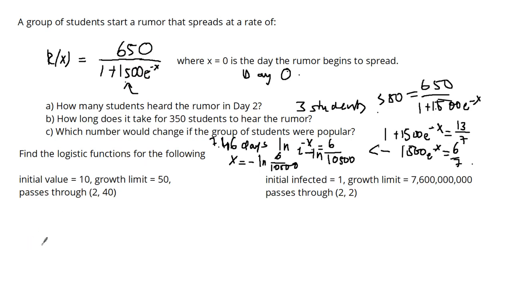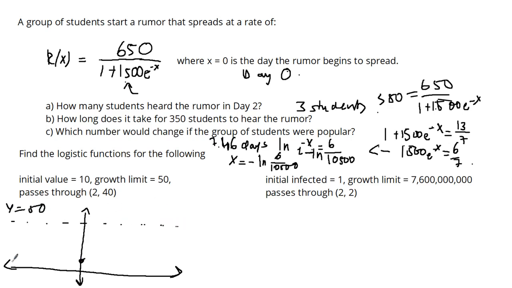So we're gonna find the logistic functions for the following now. Let's draw some graphs. So we have our initial value. Our initial value for the logistic function is the same as our initial value for the logarithmic function. We have 10, and then we have our growth limit as 50, right? That's y equals 50. So it looks something like this. I honestly don't care about my bad graphs anymore. But it passes through 2, 40.